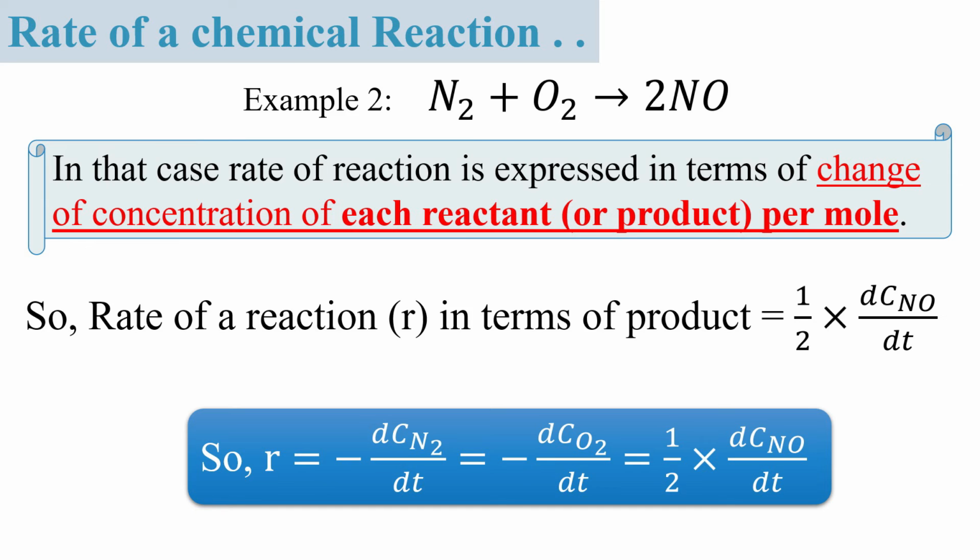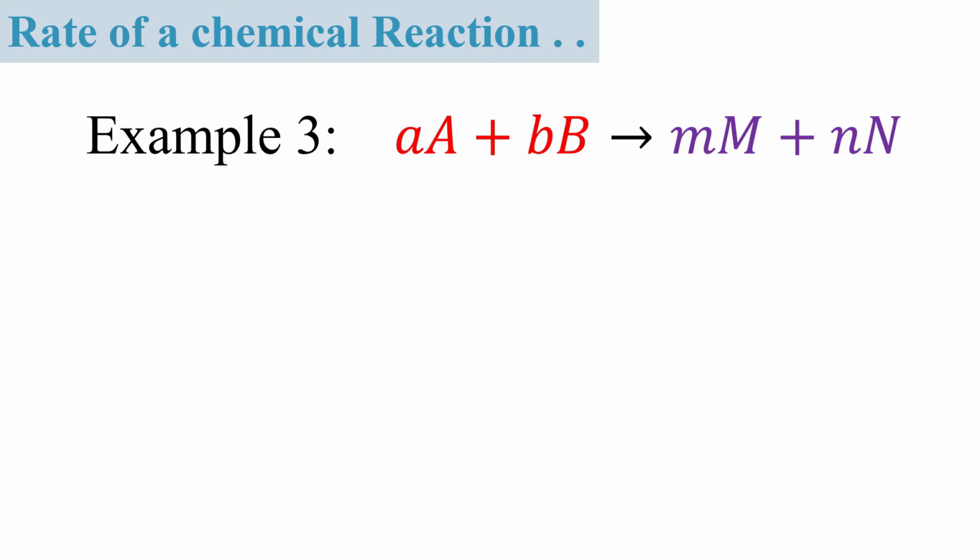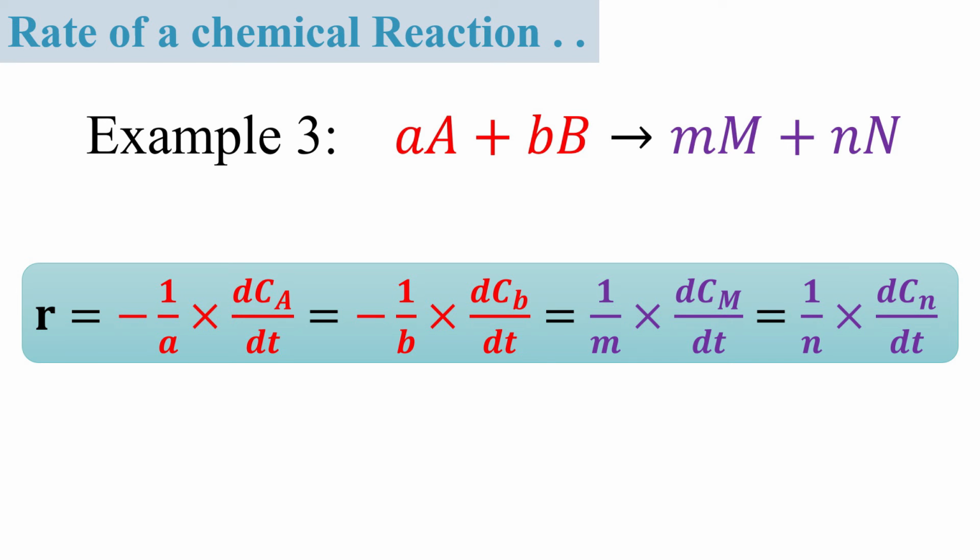Now, the final example: a moles A and b moles B react to form m moles M and n moles N. Now pause the video and write down the rate of the reaction. I hope you have written the rate of the reaction. The answer is R is equal to minus 1 by a into dCA by dt, equal to minus 1 by b into dCB by dt, equal to 1 by m into dCM by dt, equal to 1 by n into dCN by dt. I hope you have learned to write the rate of a reaction.